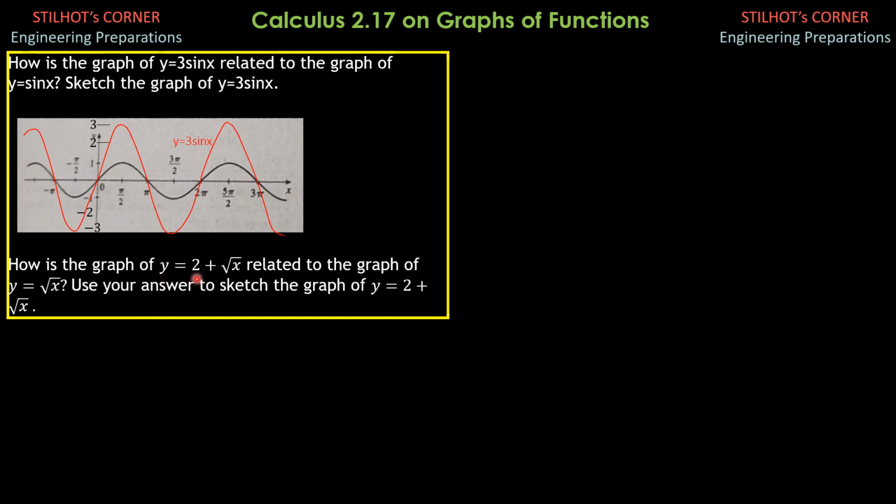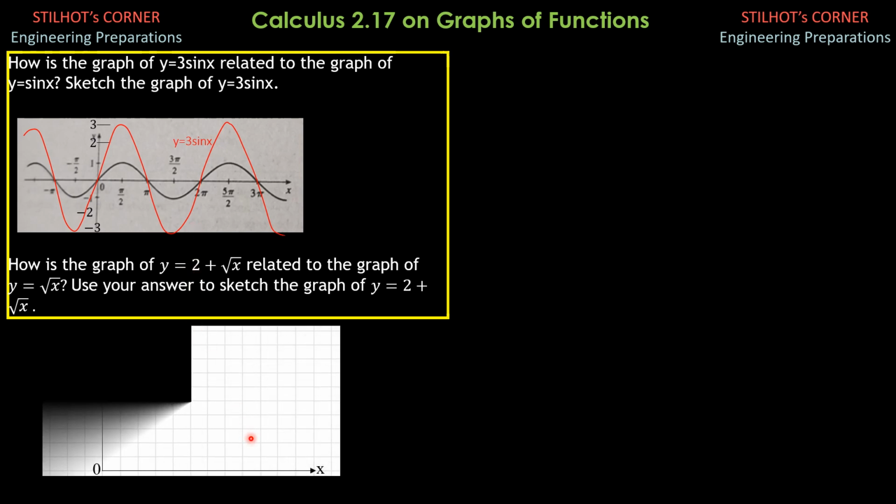How is the graph of y equals 2 plus square root of x related to the graph of y equals square root of x? The graph of square root of x, we sketch this graph, the upper branch of the parabola that is open to the right. So it is related to y equals 2 plus square root of x by the fact that the graph of y equals square root of x is shifted 2 units upward, vertically upward.